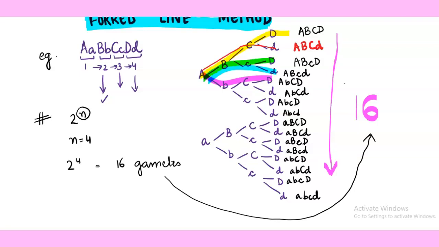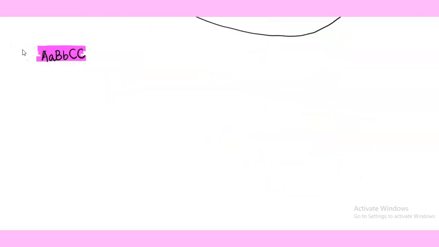The fork line method is very easy to use whenever you get a longer genotype. Even when you get 3 heterozygous pairs, you may get confused, so apply this method there too. Now let's take one more example. Here in this example, 2 heterozygous pairs are seen. This is our first, this is our second, but this one is not at all heterozygous because 2 dominant alleles are seen here. So how to apply the fork line method in this case?